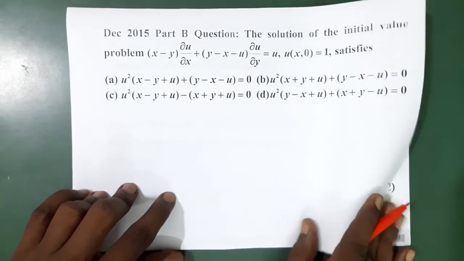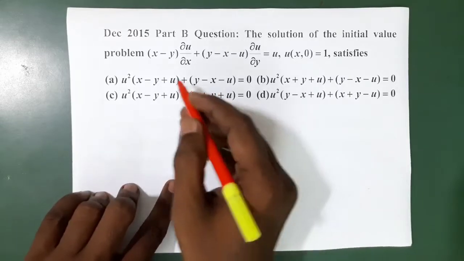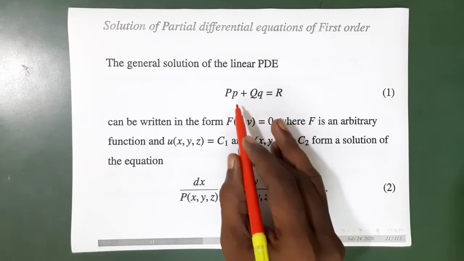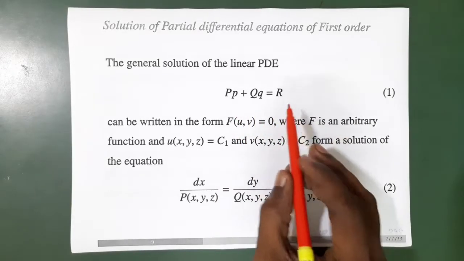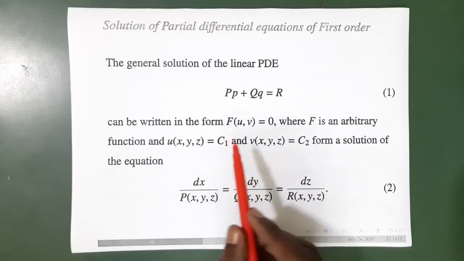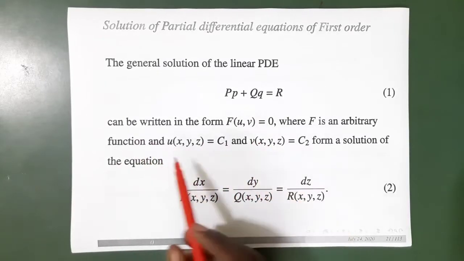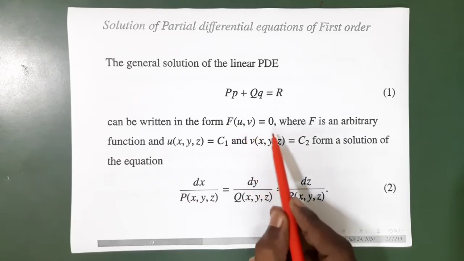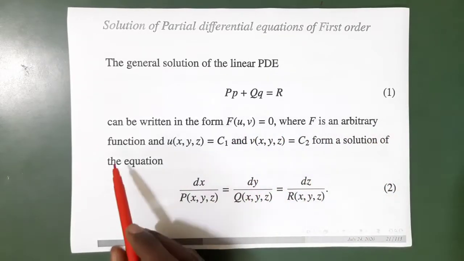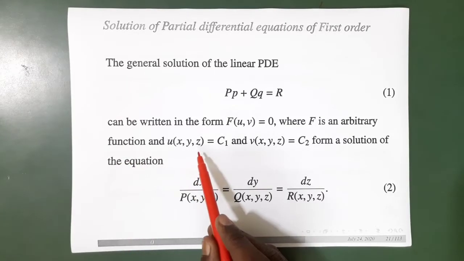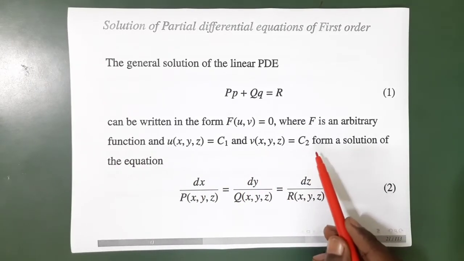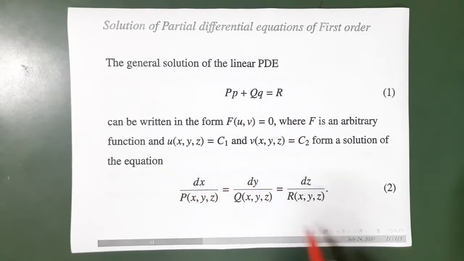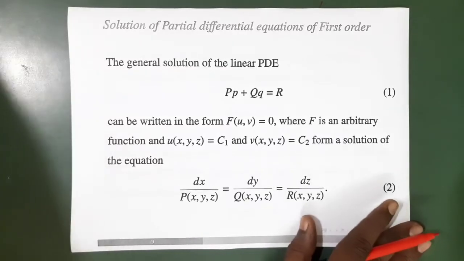In the first part we discussed that this is an equation of the form Pp plus Qq is equal to R, and the solution can be written as f of u comma v is equal to 0, where f is an arbitrary function, and u of x comma y comma z equal to c1, v of x comma y comma z equal to c2. So this equation number 1 is solved through the Lagrange auxiliary equation.